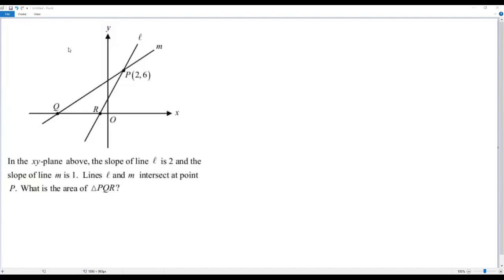Here we have a SAT math problem. Okay, let's go to the question. In the xy plane above, the slope of line L is 2 and the slope of line M is 1. Lines L and M intersect at point P. What is the area of triangle PQR?